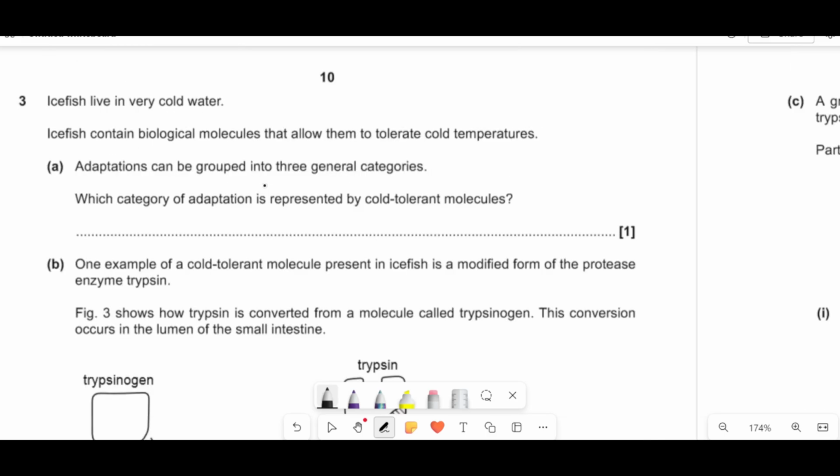Ice fish live in very cold water. They have biological molecules that allow them to tolerate cold temperatures. Adaptations could be put into three groups. Which category is best to describe these?